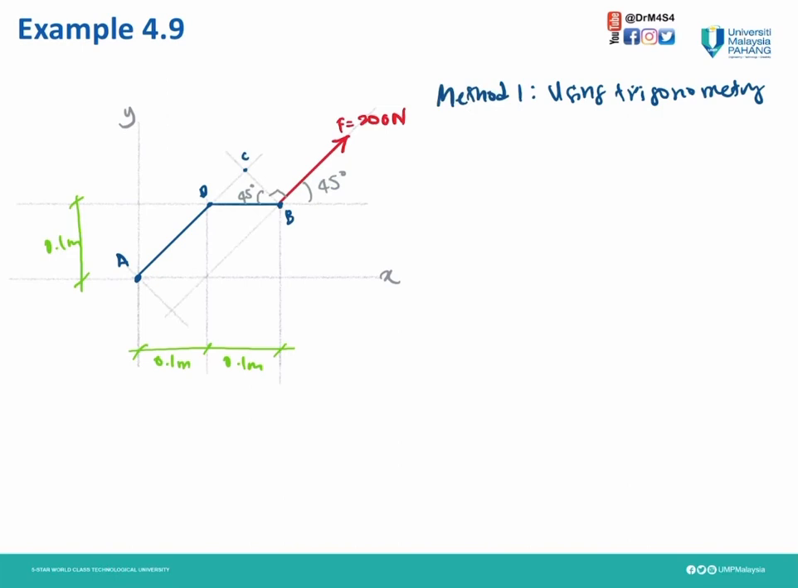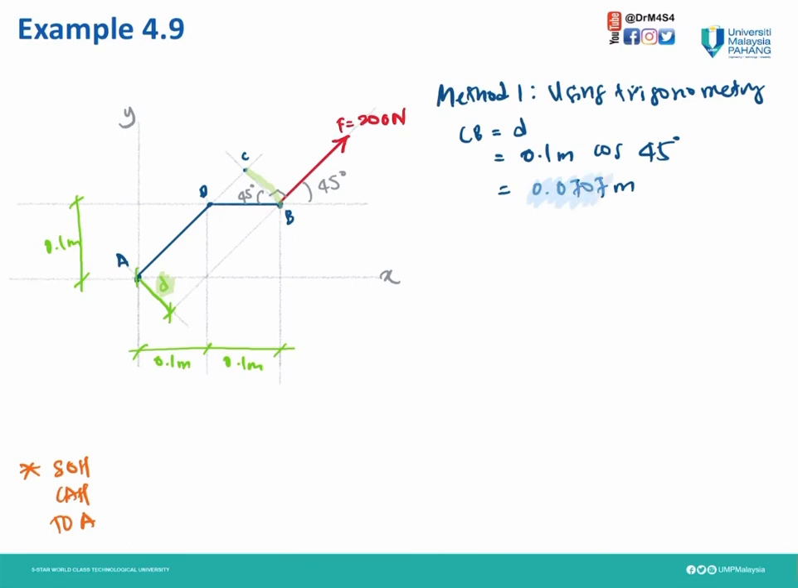So by making a parallel line with AD at point B, we're going to get a perpendicular distance from point A to point B, which is D. To find D, CB equals D, 0.1 meter times cos 45, so we have 0.070 meter. So don't forget this formula for the trigonometry.